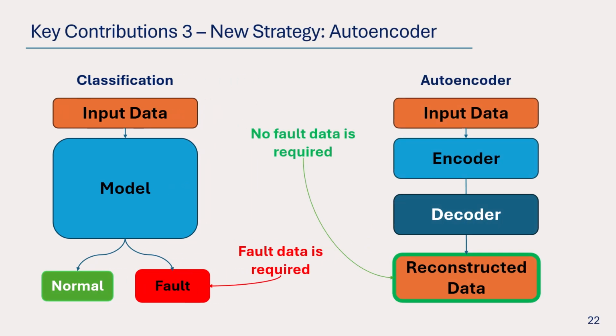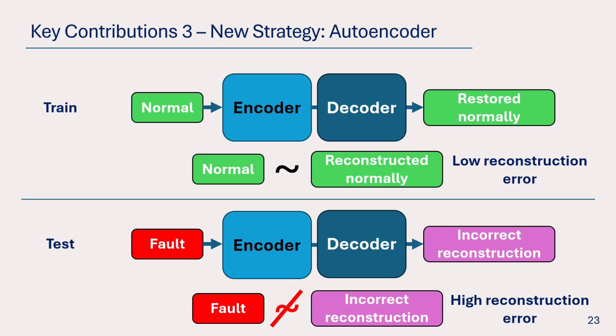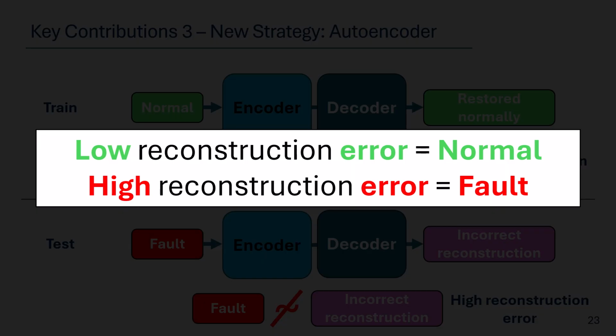Our strategy is an autoencoder. An autoencoder simply reconstructs input data, thus requiring no fault data. In the training phase, our autoencoder only sees normal data and reconstructs it. This results in low reconstruction error for normal data. Conversely, since it has not seen fault data during training, the AI reconstructs it incorrectly, leading to a high reconstruction error. In short, a low reconstruction error indicates normal, while a high error indicates a fault.